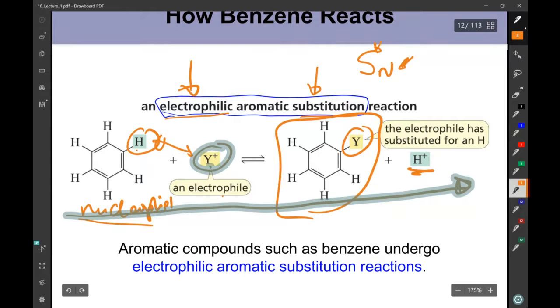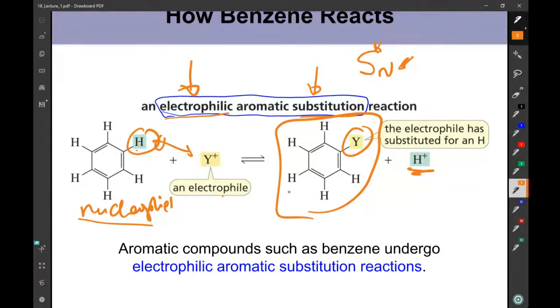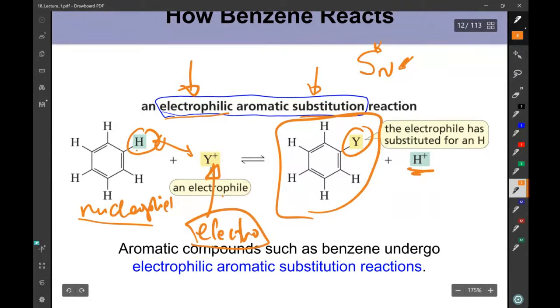So our job here now will just be varying the nature of the electrophile. That's all we'll be doing. We'll be using different types of electrophile and reacting it. That's basically what we'll do today.